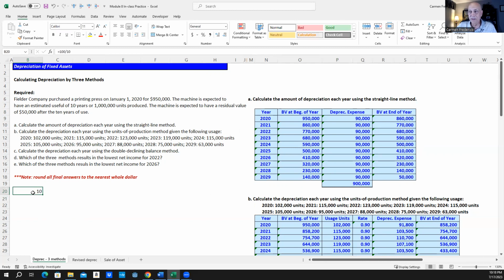10 goes into 100 10 times. That means there's 10 tens in 100. So the straight line rate is 10%. Every year we're taking 10%. Okay. If you had a 20-year asset, take 100 divided by 20, it'd be 5% every year. Every year you're taking 5%.